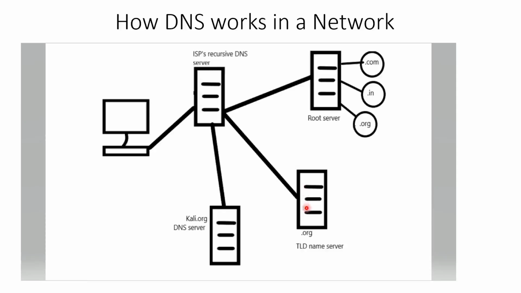A TLD name server stores all the information about a secondary level domain. In our example, Kali is the secondary level domain. So it will lead us to the kali.org DNS server. This DNS server will contain all the information about the particular website like the IP address and many more. Now the recursive DNS server will fetch the IP address from the kali.org DNS server and store a copy in its local DNS cache and send the IP address to us.